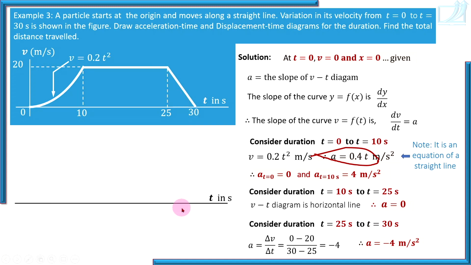And now let's draw at diagram. Along x-axis it's time in seconds, along y-axis it is acceleration. And check here, first we'll insert these instants 10, 25 and 30.